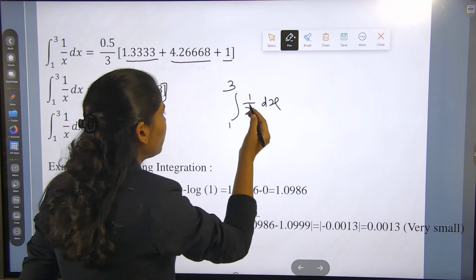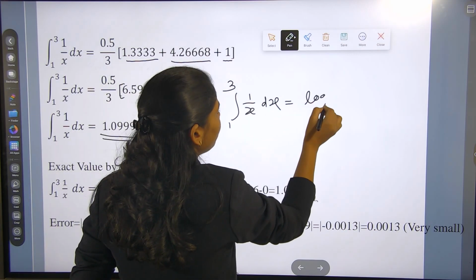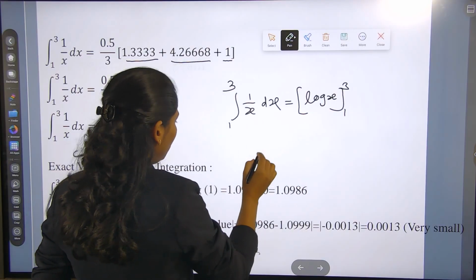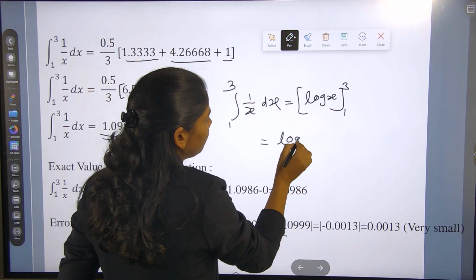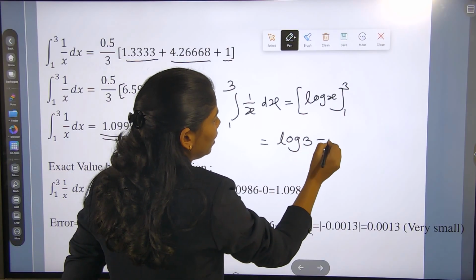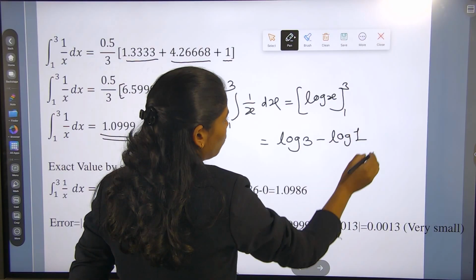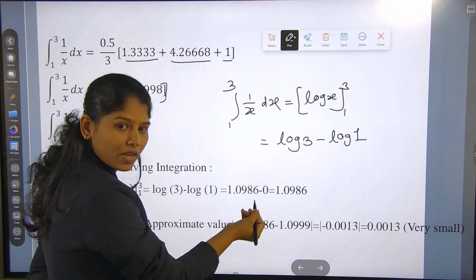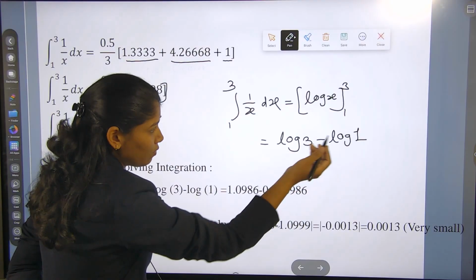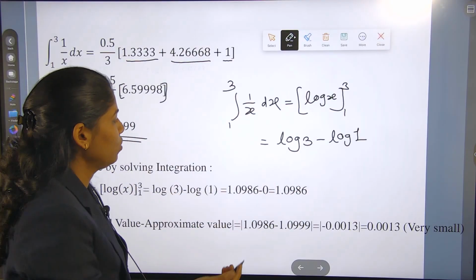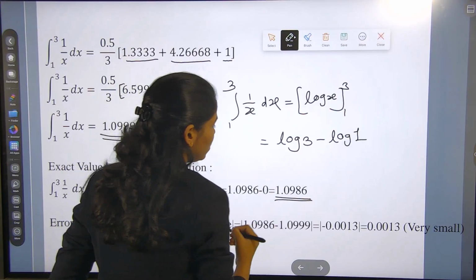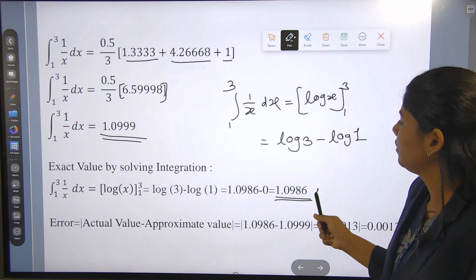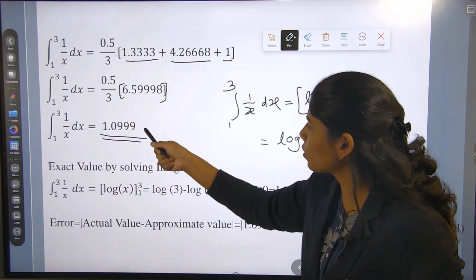We know the formula for 1 upon x is log of x. Integration from 1 to 3, so put here log of upper limit 3 minus log of 1. So find out the value of log of 3, 1.0986, minus log of 1, which is 0. So the answer is 1.0986. This is the exact value and this is the approximate value.